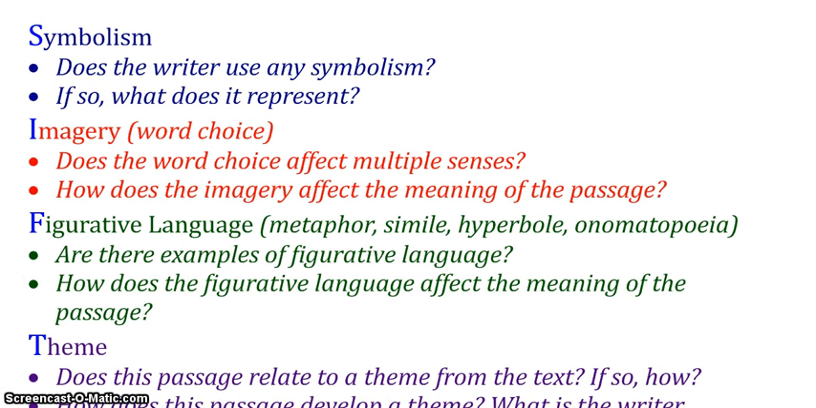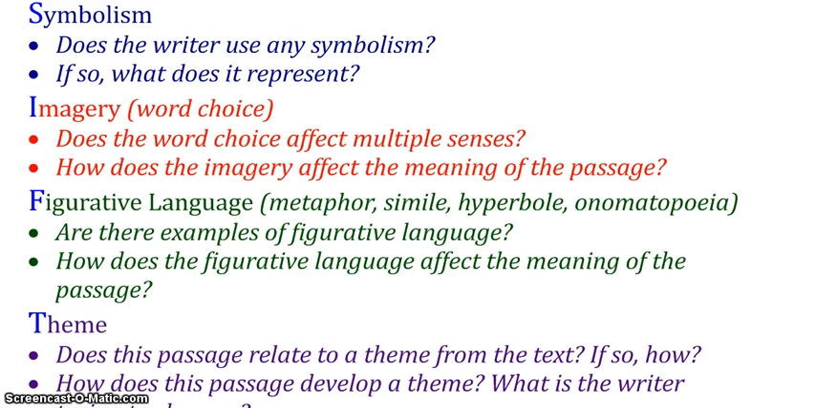So I have here some questions for you guys to think about. And these questions are also on a few different documents that you'll see. But the basic theme of each section is how does each of these impact the meaning of the passage? And it might be that you only have one or two per passage. That's okay. We don't have to have symbolism, imagery, figurative language, and theme all in one passage. But we need at least one. And if you can't find at least one, the quote that you've chosen might not be a good fit for analyzing something.